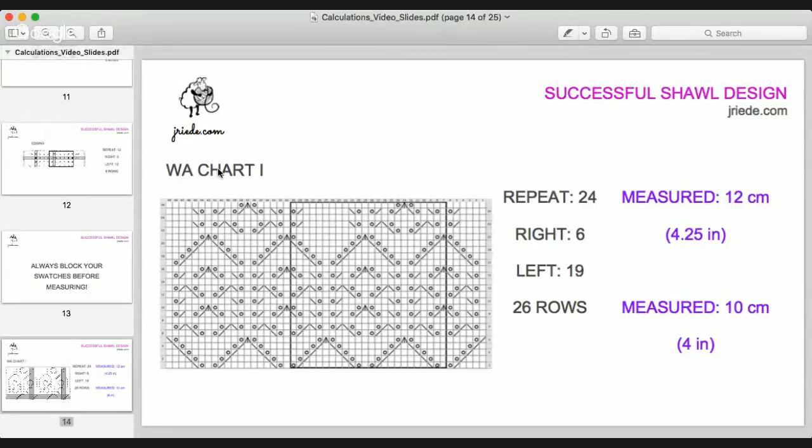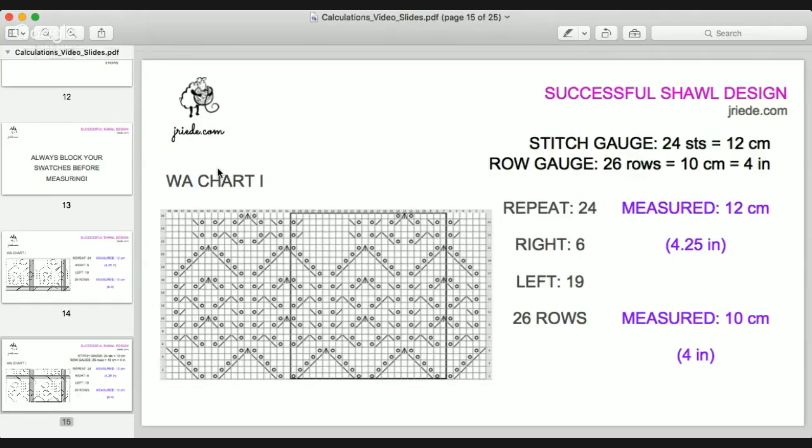So in my swatch for White Atlantic chart 1, the repeat of 24 stitches measures 12 centimeters, which equals 4.25 inches. And the height, in this case 26 rows, are 10 centimeters high, which equals 4 inches. So after measuring, we can then calculate our stitch and row gauges. In our case, for White Atlantic chart 1, the stitch gauge is 24 stitches equal 12 centimeters, and the row gauge, 26 rows equal 10 centimeters, which are 4 inches, as stated before.